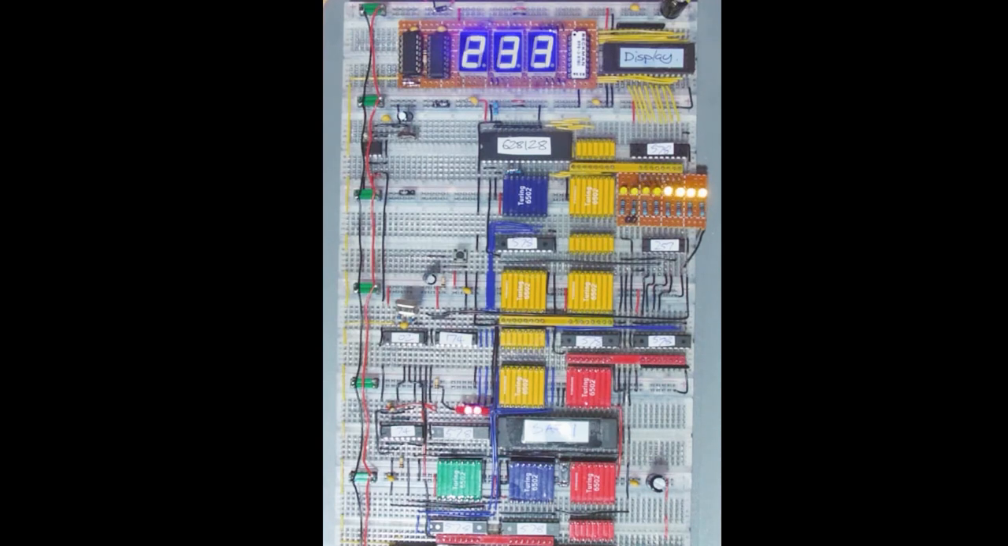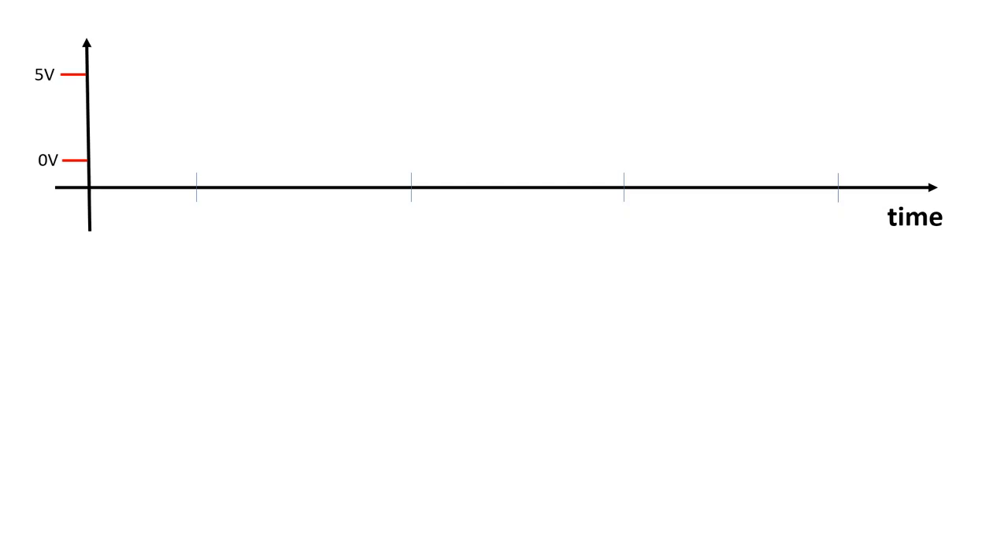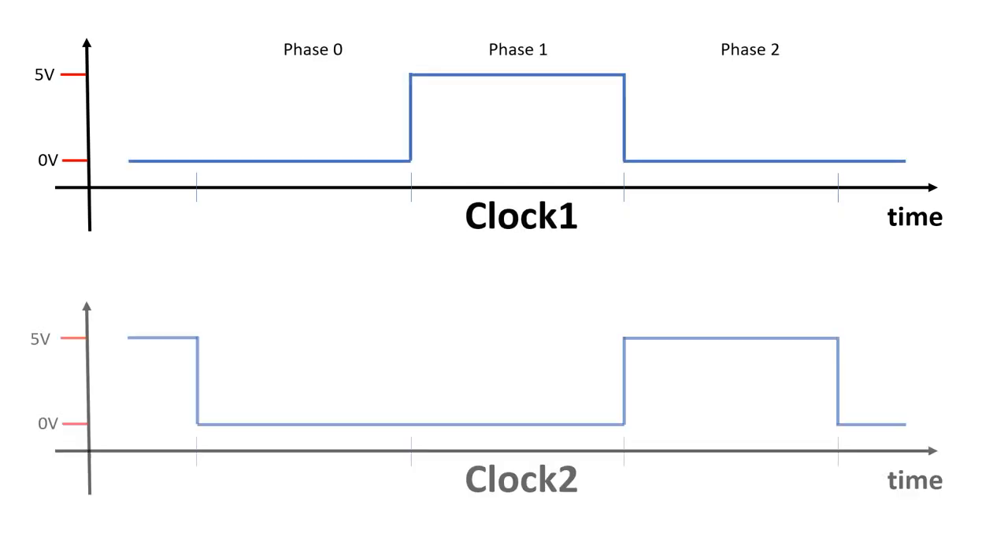Before we go over the programming model, I just want to spend a little bit of time looking at the circuit. I use two clock signals, clock 1 and clock 2, to form a three-phase clock. Clock 1 is really just for clocking the EEPROM to turn a 16-bit wide output into a 32-bit wide output. Clock 2 is really the main system clock. In phase 0, they're both low. Phase 1, clock 1's high. And in phase 2, clock 2's high.